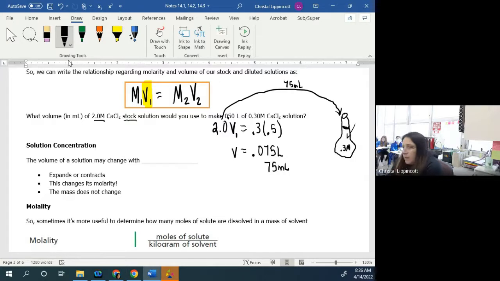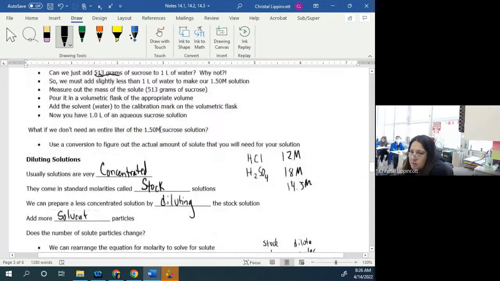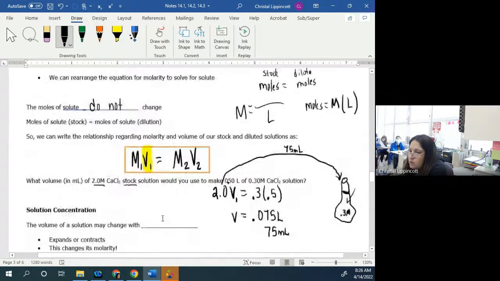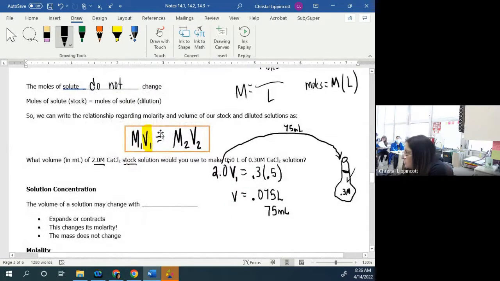Oh, that? Yep, that's the second part of your lab. The first part of your lab is this guy. So you're going to take this, and then you're going to take some of this, and you're going to dilute it down using this equation. Okay?